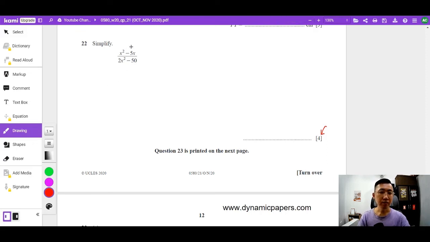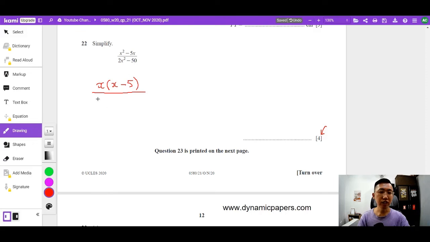Top part, let's factorize. I can take out x, bracket, and then nothing else. So this is going to be x minus 5. So always check your answer, right? You try to expand mentally in your head. Did you get back the top part? So x times x gets x squared, minus 5 times x gets you negative 5x. Okay, done. Factorize top part ready. 1 mark. Now factorize the bottom part.